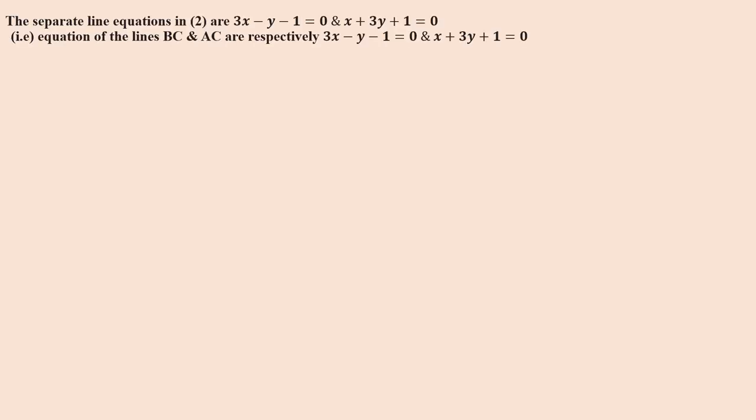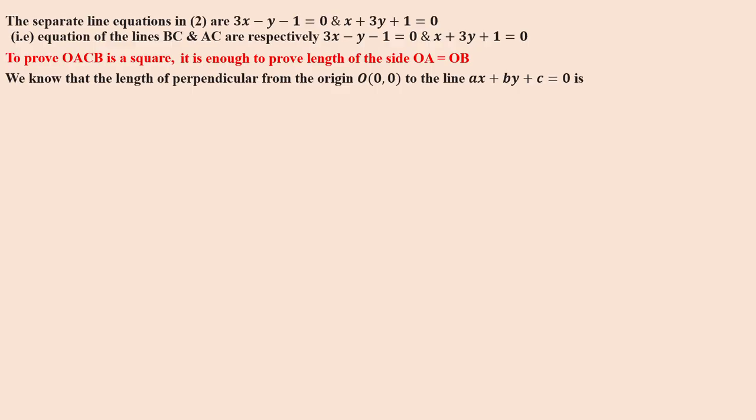So these represent the equations of side BC and AC respectively. The side line BC is represented by 3x minus y minus 1 equal to 0. The side AC is represented by x plus 3y plus 1 equal to 0. To prove OACB is a square, it is enough to prove the length of side OA equal to OB. It is a rectangle, so if the side lengths are equal, then it is a square.